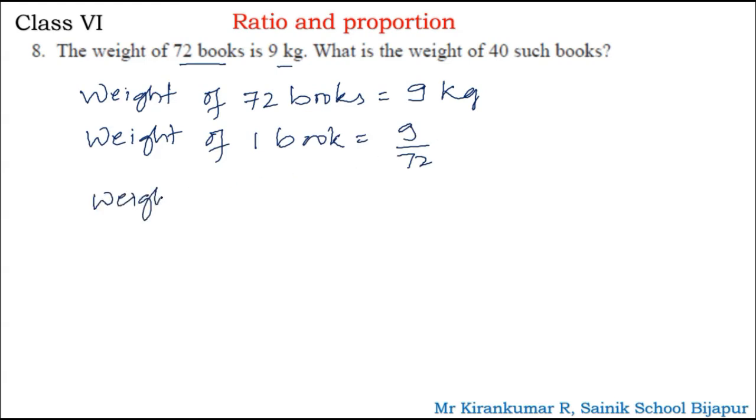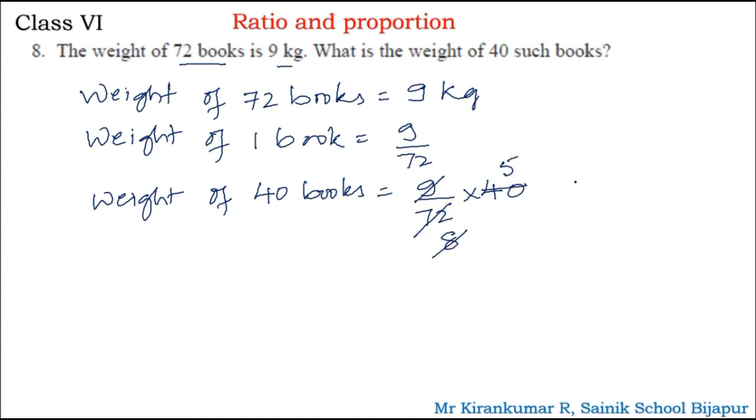Therefore, the weight of 40 books will be equal to 9 by 72 into 40. 9 8 times is 72. 8 5 times is 40. We get it as 5 kg. This will be the weight.